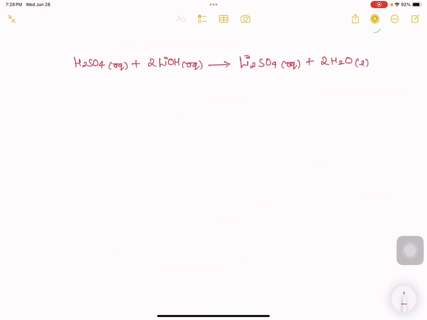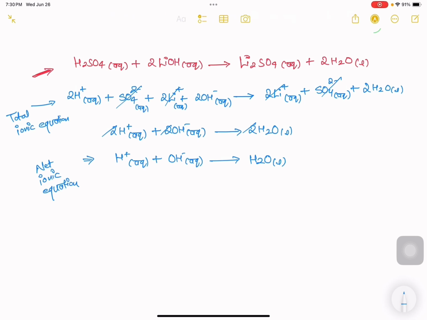Now can you write the total ionic equation and net ionic equation for this? You can check your answer for the total ionic equation and net ionic equation.